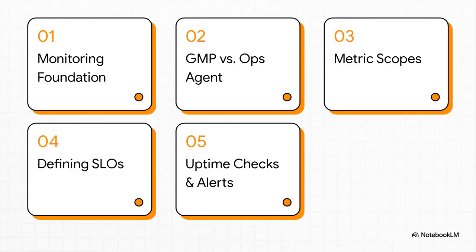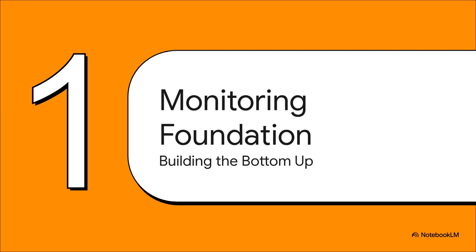So here's our technical roadmap for today. We're going to start with the Cloud Monitoring Foundation, compare Google Managed Prometheus to the Ops Agent, look at centralizing our data with metric scopes, define those crucial service-level objectives, and finally wrap up with uptime checks and alerts. Okay, let's dive into this. Section 1, Cloud Monitoring Foundation.